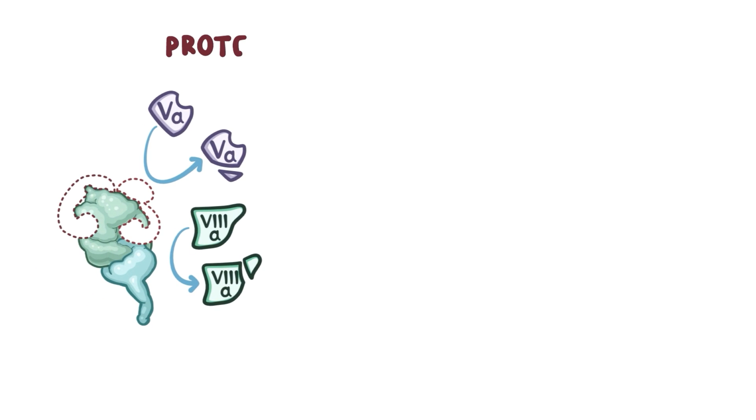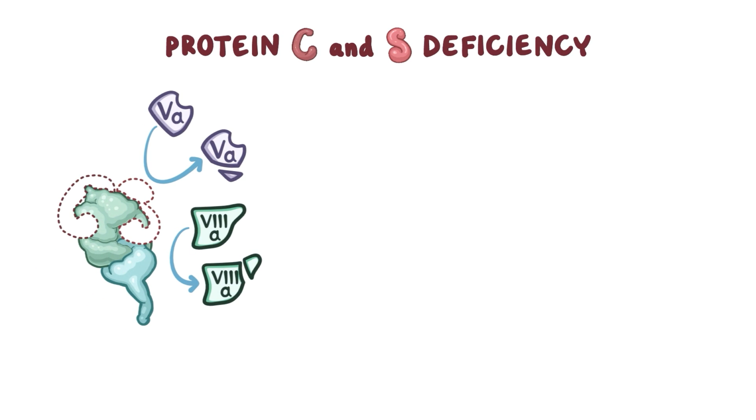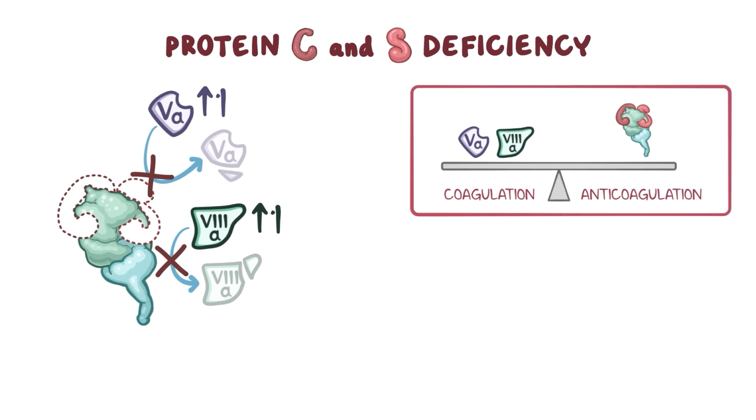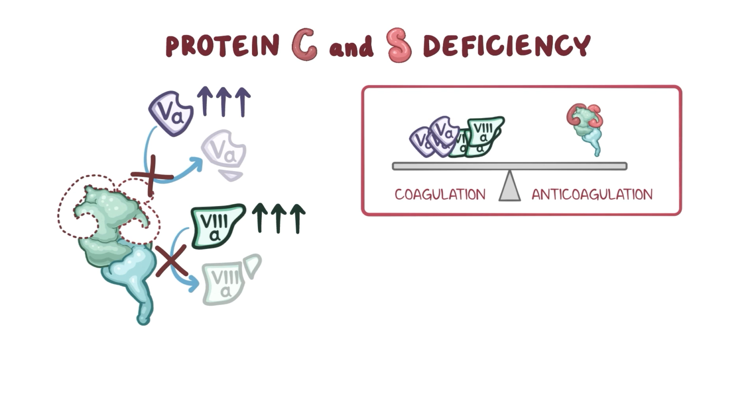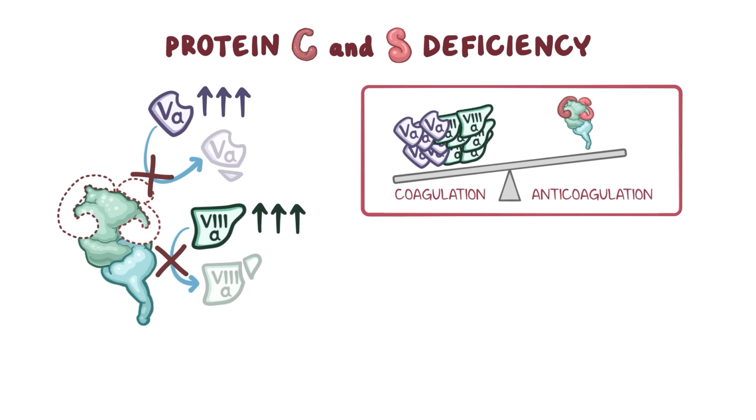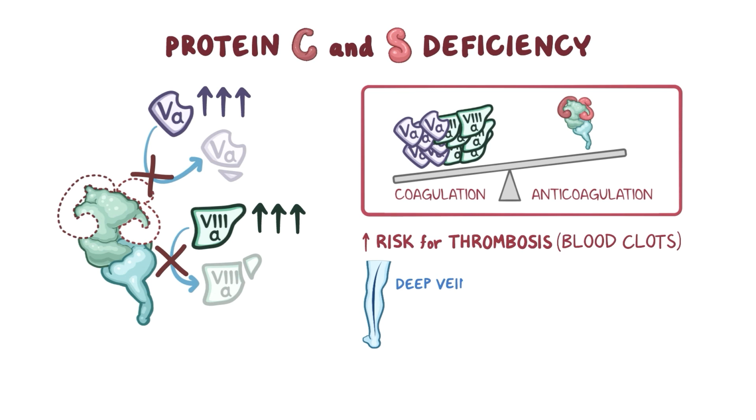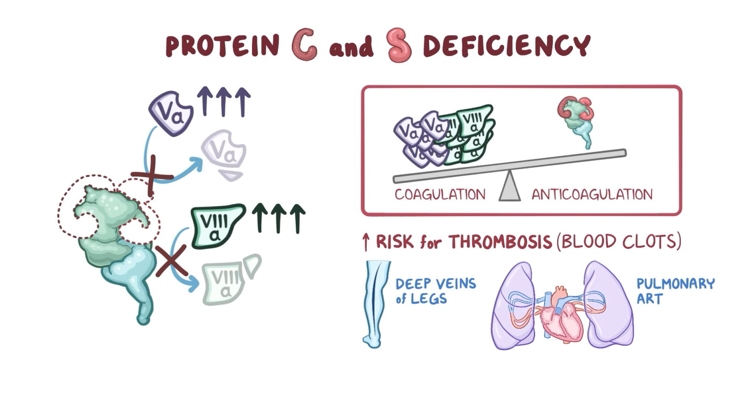So, in people with protein C and S deficiency, the thrombin-thrombomodulin complex can't cleave and inactivate factors 5 and 8. This increases circulating factor 5 and factor 8 levels and tips the scale toward coagulation, putting them at increased risk for thrombosis or developing blood clots. This usually occurs in the deep veins of the legs or in the pulmonary arteries that carry deoxygenated blood from the heart to the lungs.